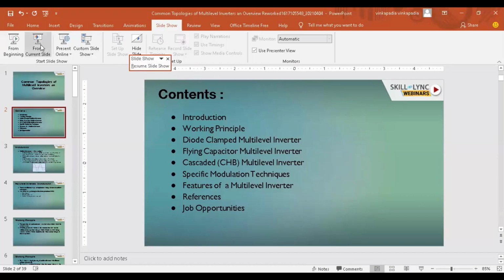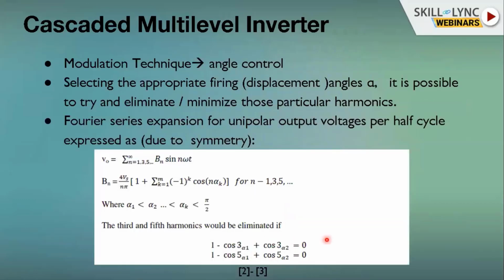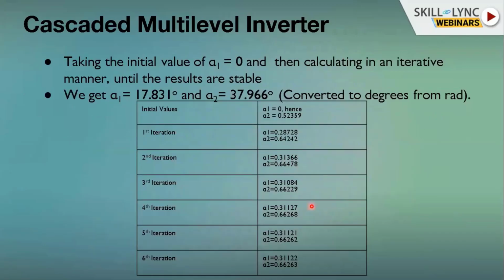So when you have the power circuit that you actually design, in your controller you program these values of alpha 1 and alpha 2 for firing. These were obviously in radians. That's where this formula takes omega t and cos omega t in radians. Then you go into degrees. That's it.